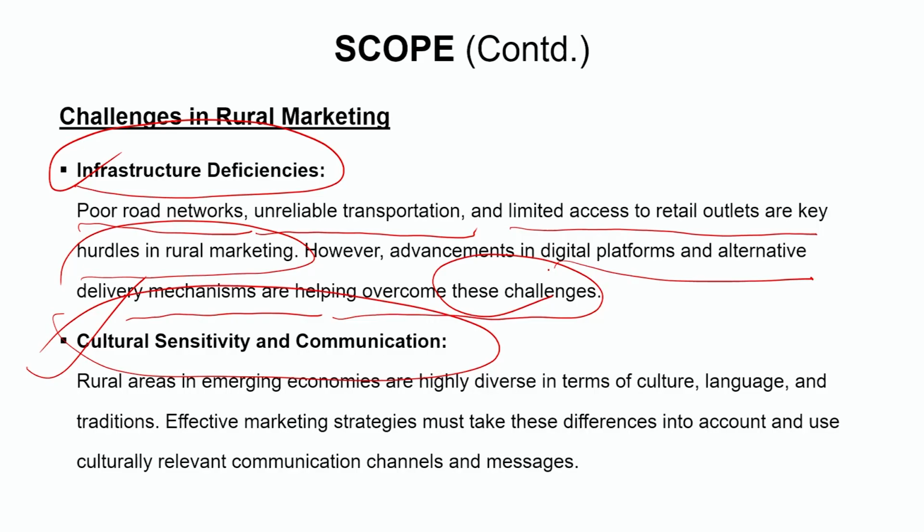Second, when we talk about the cultural sensitivity and communication, we see that rural areas in emerging economies are highly diverse in terms of culture, language, and tradition. Now also, we are more focused and intended towards our tradition, our culture, our language. This is not helping us to grow in certain aspect. Though it has its own importance, the culture has its own importance, the tradition has its own importance, but if it is putting you behind, we need to rethink on that. And we need to change ourselves, we need to transit from the old tradition, old culture to a newer way where we can look into the other side of the coin.